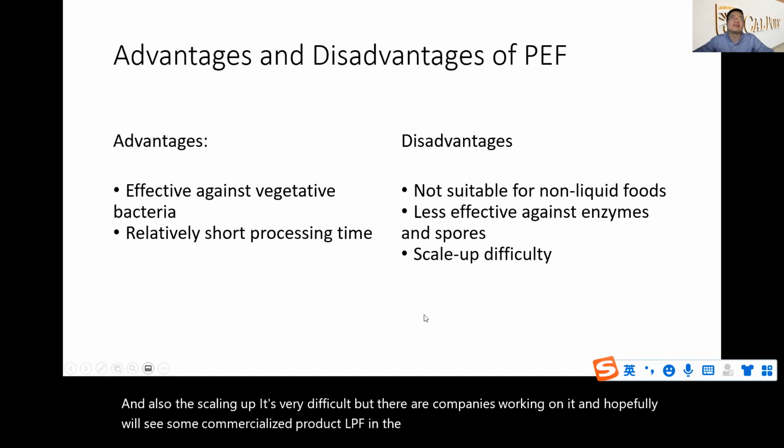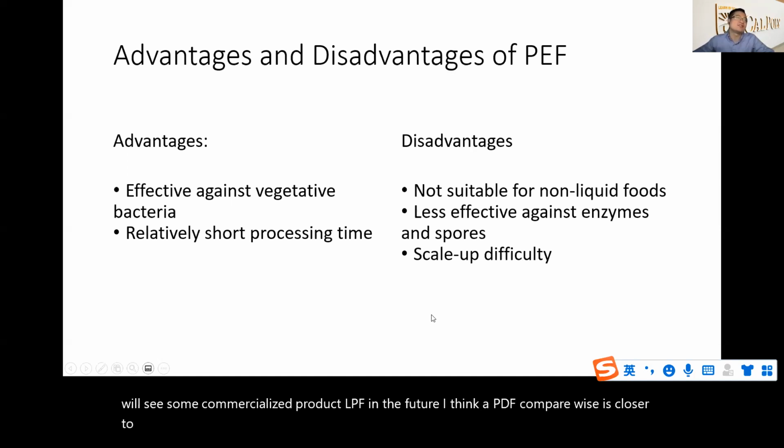I think PEF, comparison-wise, is closer to ultrasound, because for ultrasound, I think people worked on it for many years, and none of them was able to commercialize it.